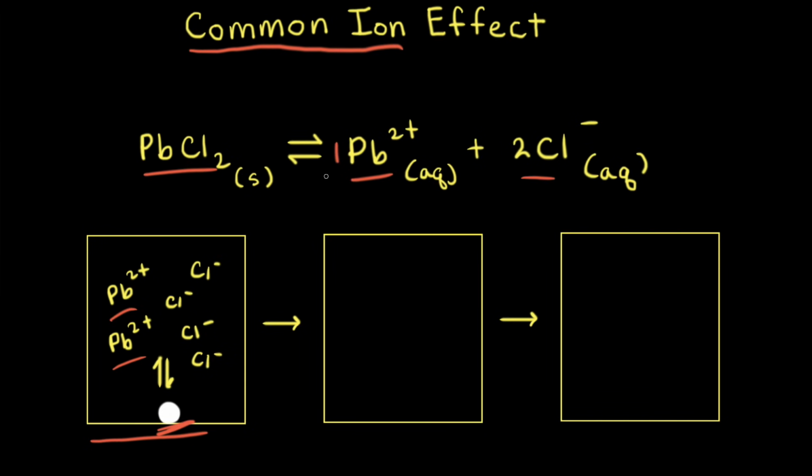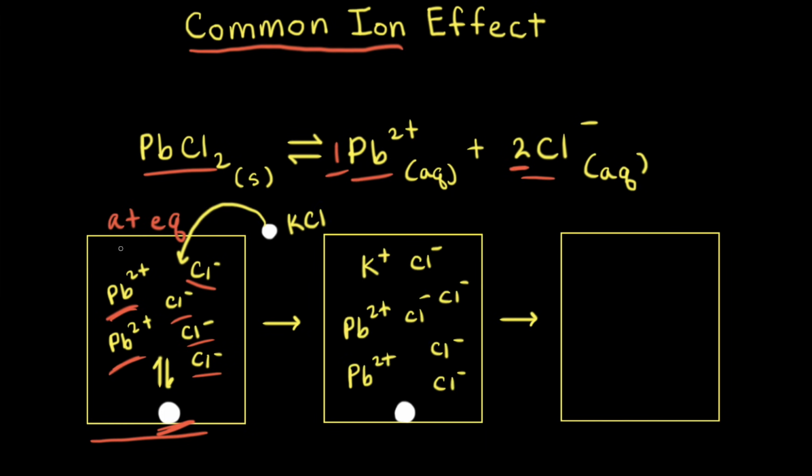Notice how the mole ratio is 1 to 2 of Pb2+ to 2 Cl-. So if we have 2 Pb2+ ions in our diagram, there should be twice as many chloride anions. At equilibrium, the rate of dissolution is equal to the rate of precipitation. Therefore, the concentration of ions in solution remains constant.